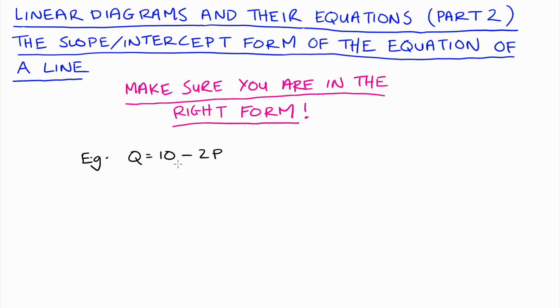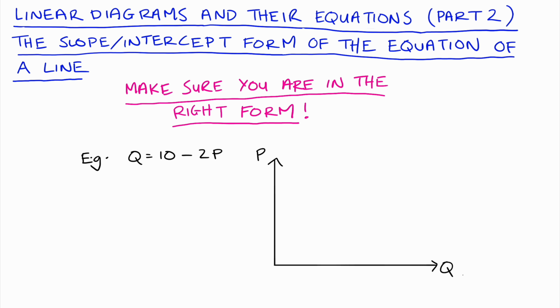And you might be tempted to think that the constant term 10 here might be the price axis intercept, the vertical axis intercept, and -2, the coefficient on the price variable, is the slope. But just note that when we draw out our demand curve, it's price that's on the vertical axis and quantity is on the horizontal axis.